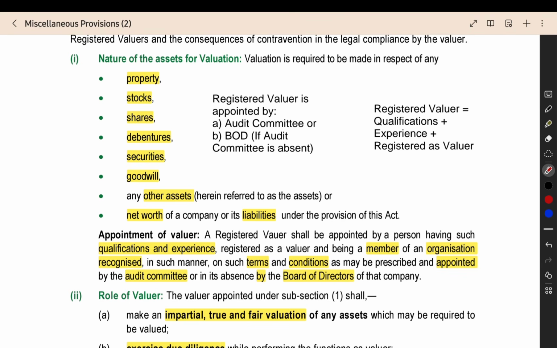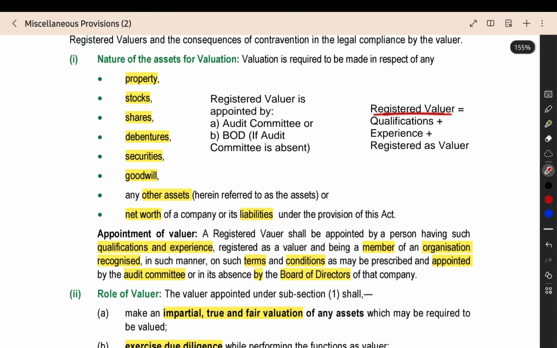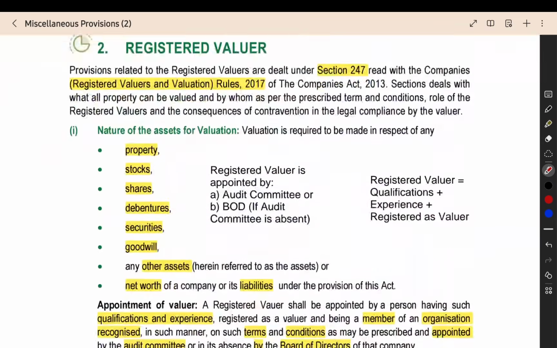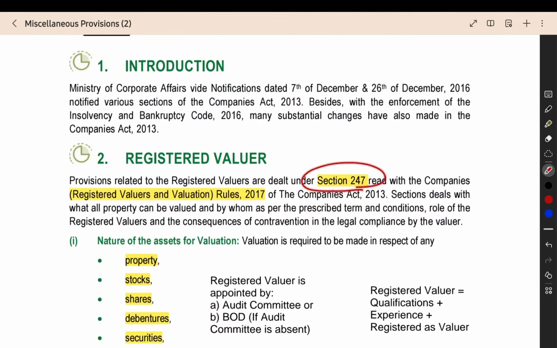Now, for a company, who will appoint the registered valuer? Either the audit committee will appoint. If the audit committee is not there, the board of directors will appoint. Now, a registered valuer should be a person having the prescribed qualification and experience. He should be registered as a valuer. This registration is nothing but the certificate of registration with the authority. This is the provision given in Section 247.